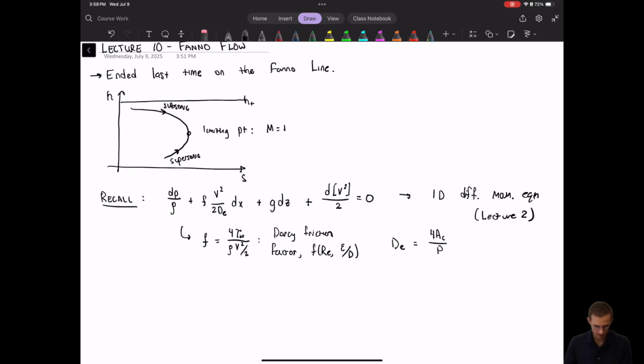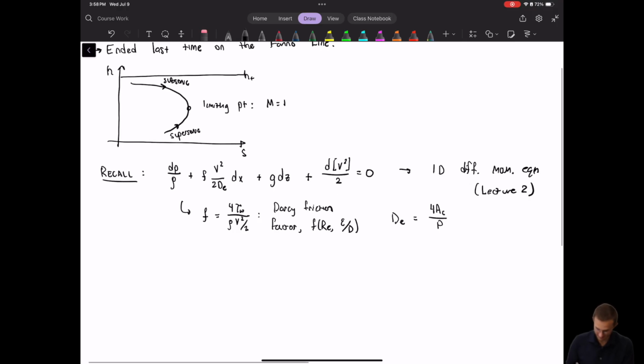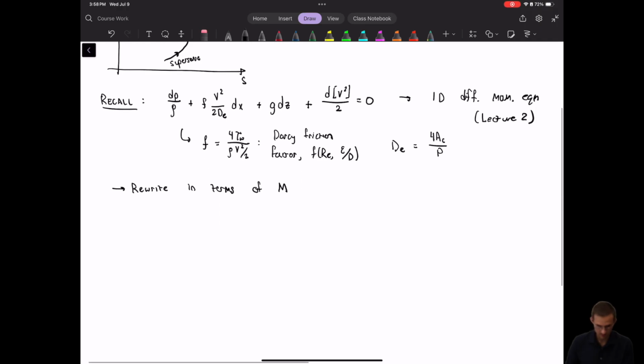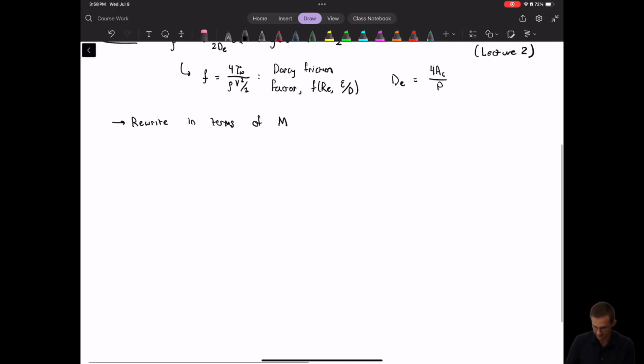Okay, so let's rewrite this equation in terms of M. The way we do that is by introducing the ideal gas law equation of state, P equals rho RT, and also the relationship that V is equal to M times the square root of gamma RT, for a perfect gas.